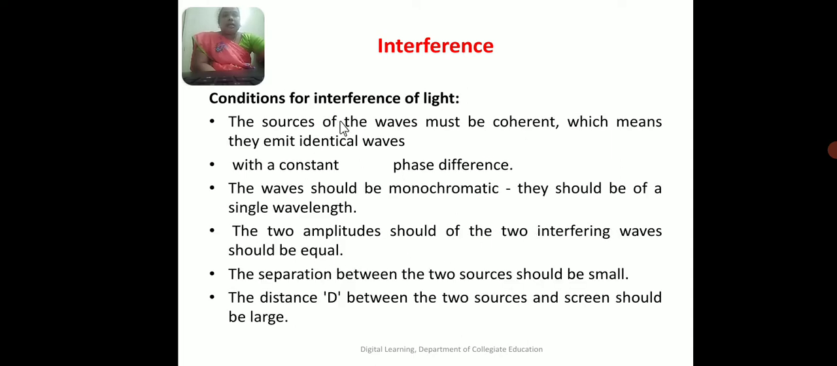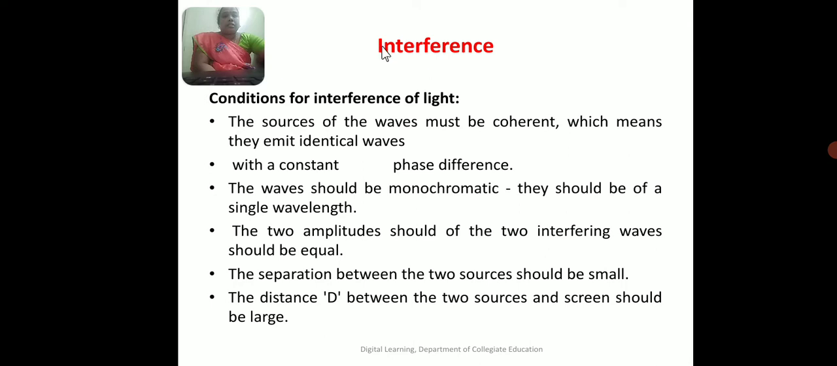And these are the main conditions for interference of light. What are those conditions? We will discuss them one by one. First, the sources of the waves must be coherent, which means they emit identical waves. Already we have discussed coherent sources in the previous slide: two sources which emit light waves of the same frequency, the same or nearly equal amplitude, and moving with a constant phase difference. Such sources are named coherent sources.